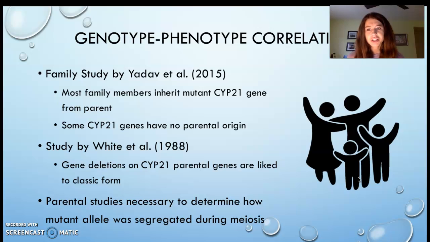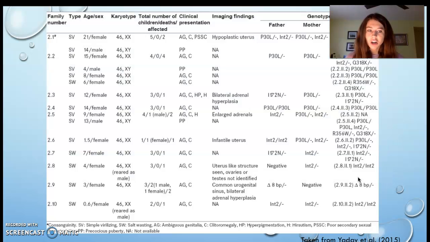He found that gene deletions on parental genes are usually linked to the classic form of the disorder and are also sporadic. So parental studies are definitely necessary to determine how the mutant allele was segregated during meiosis, but they won't always accurately predict the phenotype of the children.